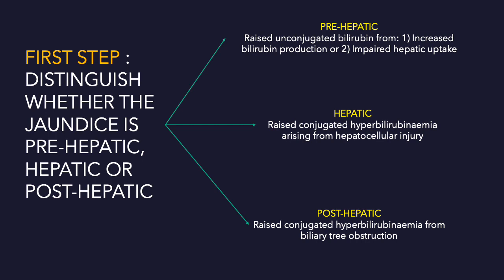So the first step to our approach is to determine the pattern of injury. You should distinguish whether the jaundice is pre-hepatic, hepatic, or post-hepatic. That would be your first step. And these can be determined by urine color, stool color, and a basic set of liver function tests.